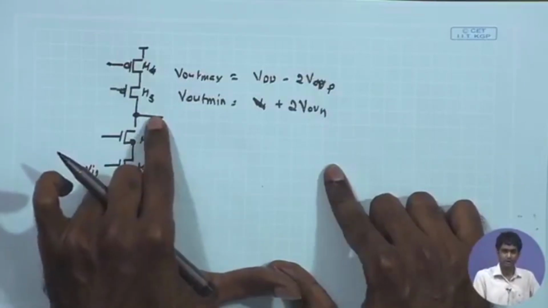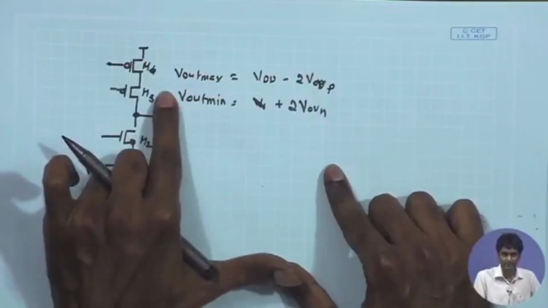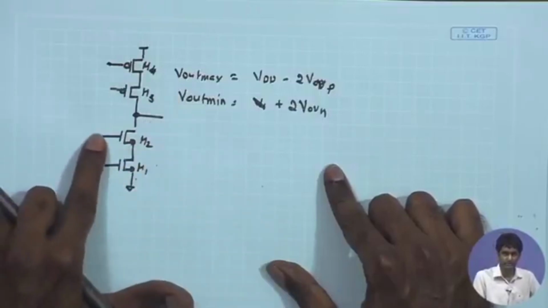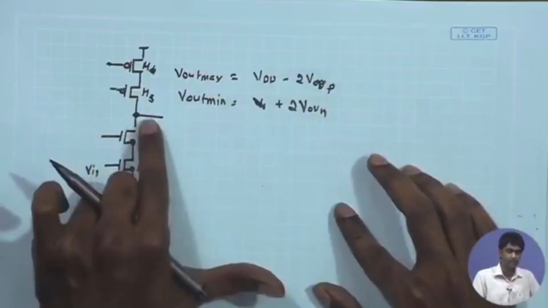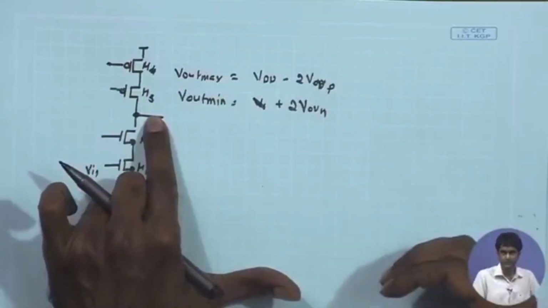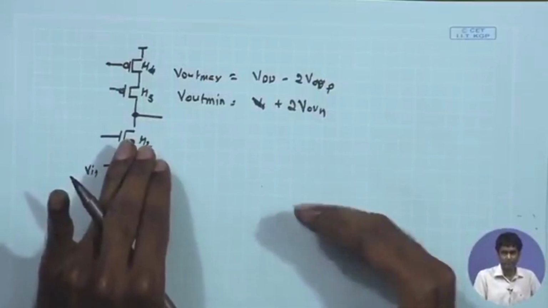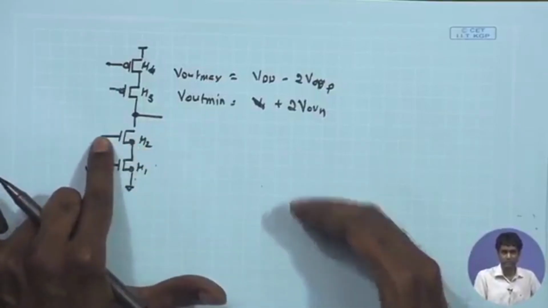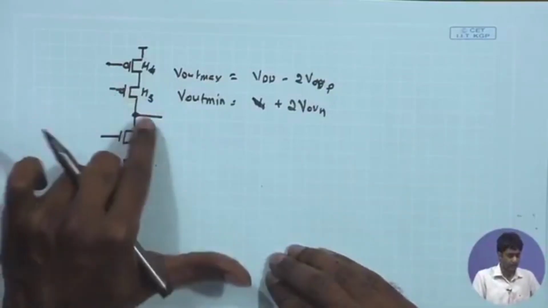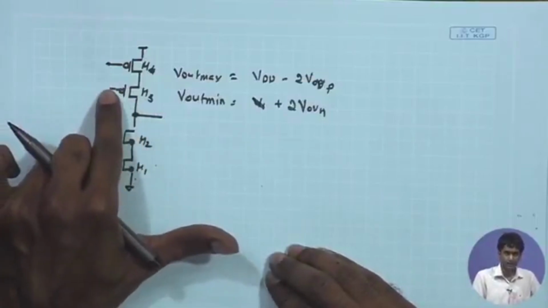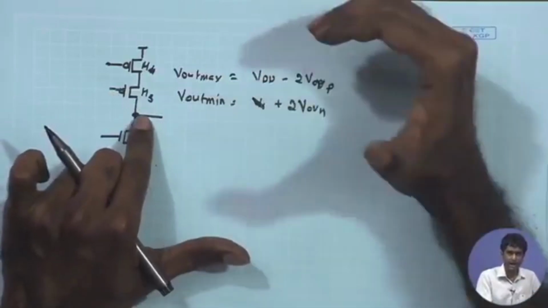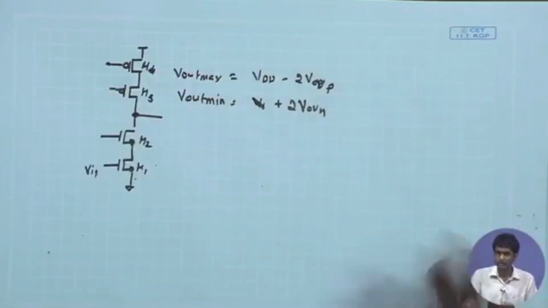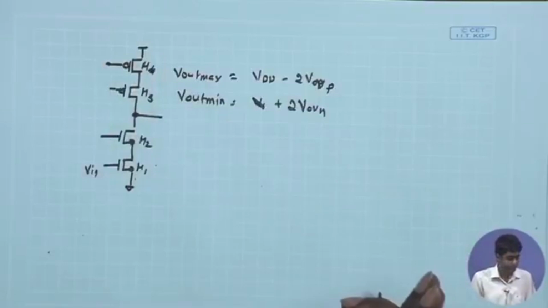The output V out max can be highest possible. Likewise, if I keep the DC bias voltage at the gate of M2 to the lowest possible value, I can get the V out min to the lowest possible value. So in order to minimize the V out min, I would like to keep the gate voltage of M2 to the lowest possible, and I would also like to keep the gate voltage of M3 to the highest possible value so as to maximize V out max. That was a summary of the discussion that we had last day on signal swing.